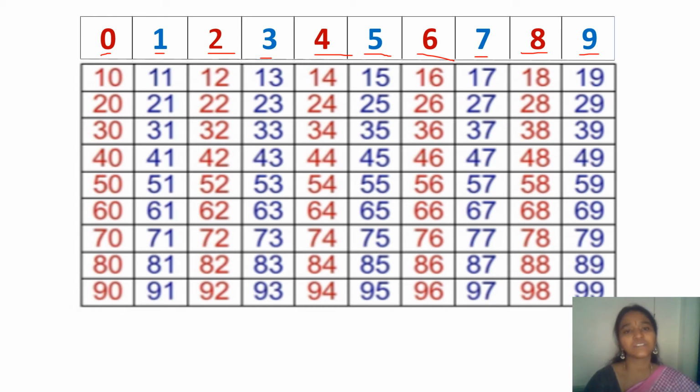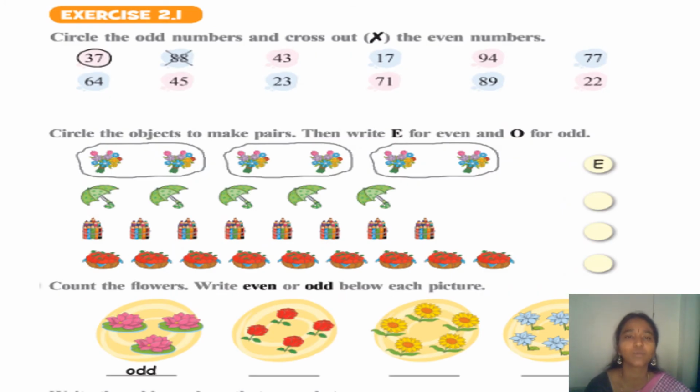Check from this table. It is even, right? So it is an even number. Like this you can take numbers any up to many digits. Okay. Now here is the small exercise for you, which is exercise 2.1. Now under this you have to circle the odd numbers and cross the even numbers.